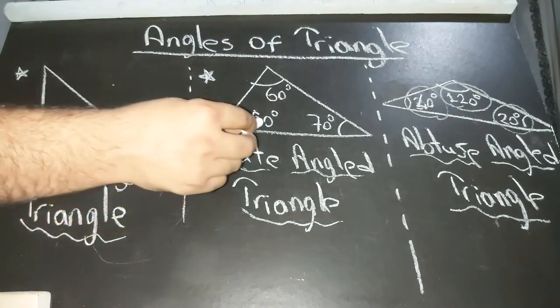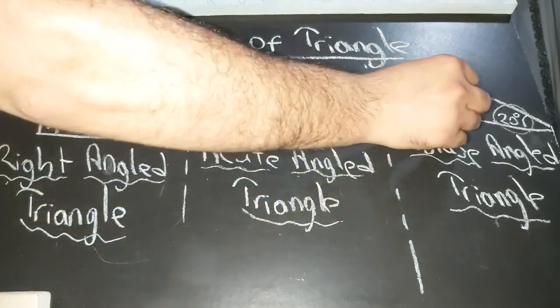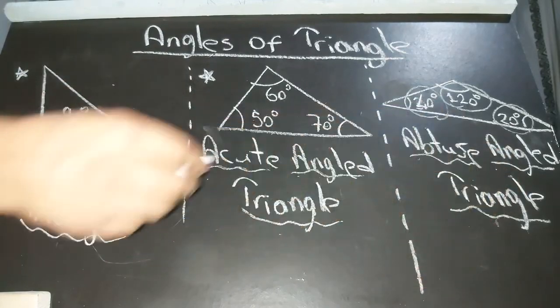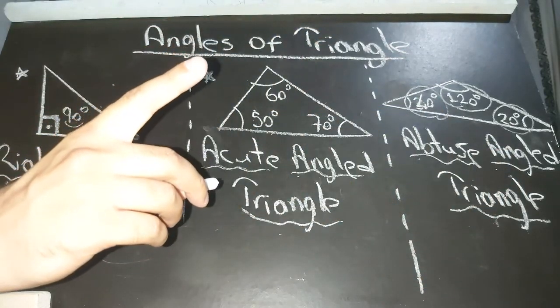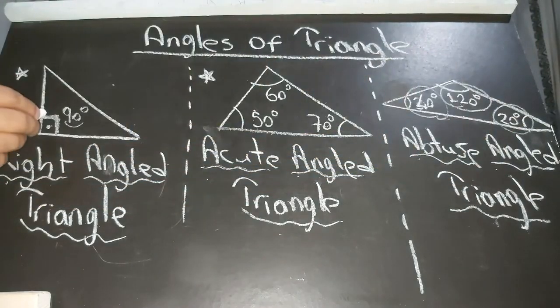So see, all of them are acute, so this is an acute angled triangle. One of them is obtuse, so this is an obtuse angled triangle. As I said, there can be just one obtuse angle. The other angles cannot be obtuse. And if one is a right angle, we call it a right angled triangle.